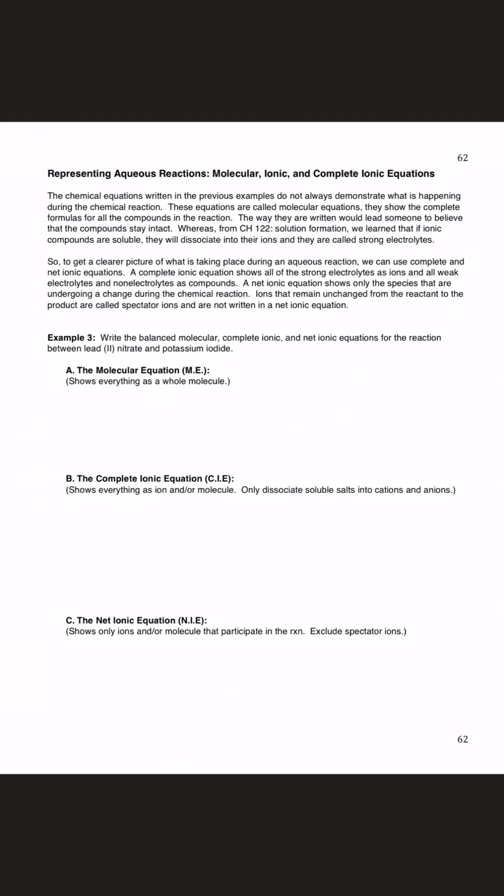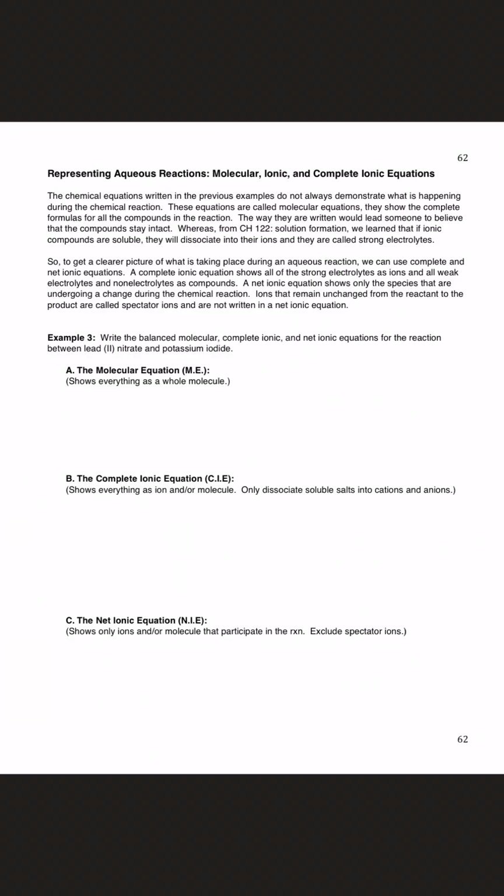The chemical equations written in the previous example do not always demonstrate what is happening during the chemical reaction. So to get a clearer picture of what is taking place during an aqueous reaction, we are going to represent the chemical equation by the complete ionic equation and net ionic equation. You learned these 2 types of equations before when we talked about acid-base neutralization reaction. We are going to apply the same idea here.